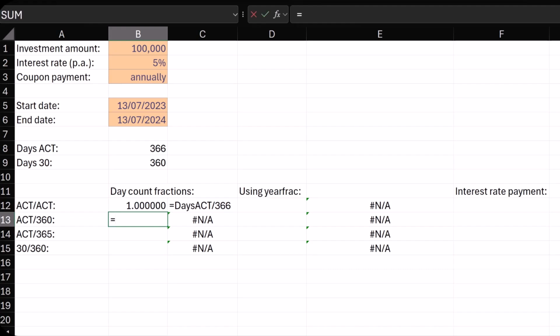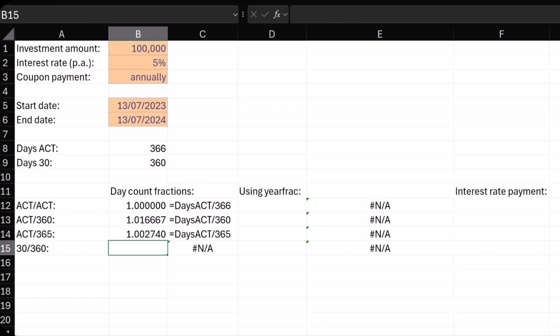Next, actual 360. Here, we take the actual number of days, 366, and divide by 360. That gives us 1.016667. So under actual 360, this 1 year period is treated as slightly more than 1 year. Then comes actual 365. 366 divided by 365 gives 1.002739. So it's also slightly above 1, but much less extreme than actual 360.